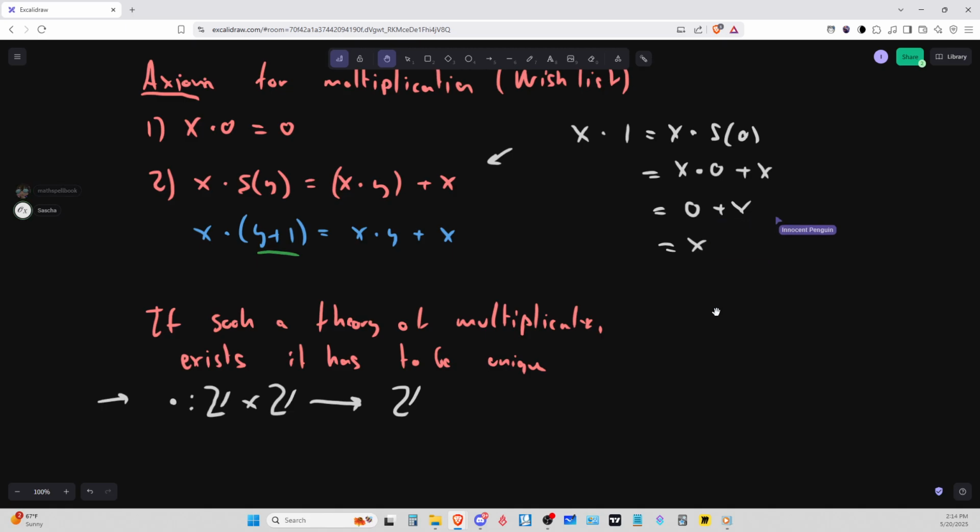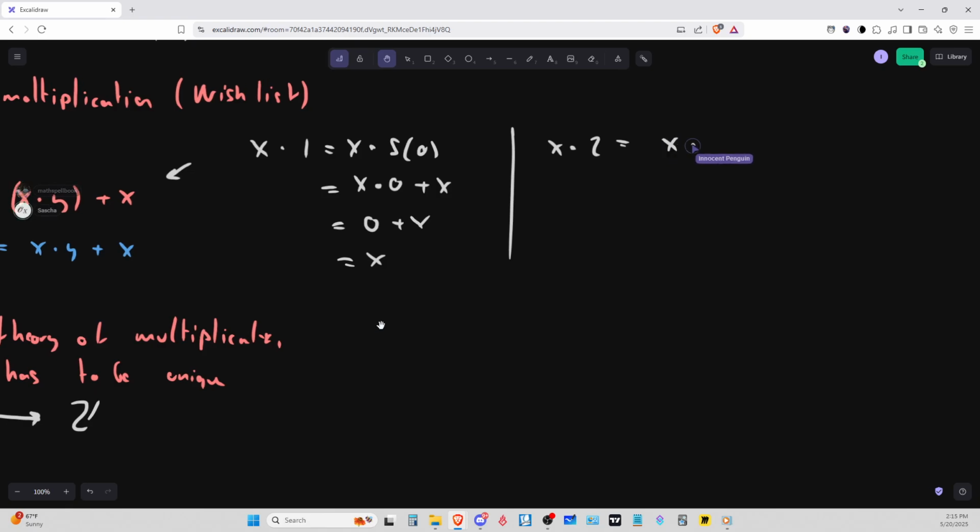And you can pretty much do this game by induction. So if you do it for x times 2, you have x times the successor of 1. Now we end up with x times 1 plus x. But x times 1 we just computed before, so it's just x, and the other guy is just x. So we end up with x times 2 being x plus x. So that's pretty much the reason why such a theory is unique.